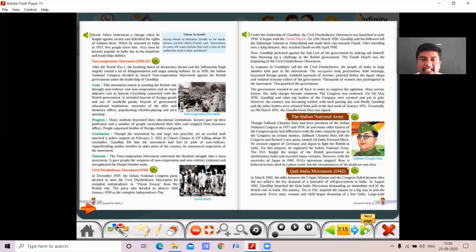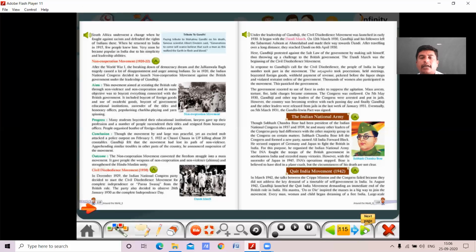People organized bonfires of foreign cloths and goods. Most of the people boycotted foreign cloths and goods. Then what was the conclusion of this non-cooperation movement, dear students?